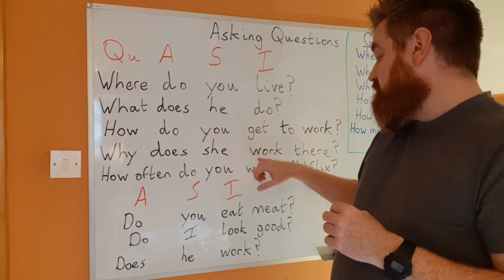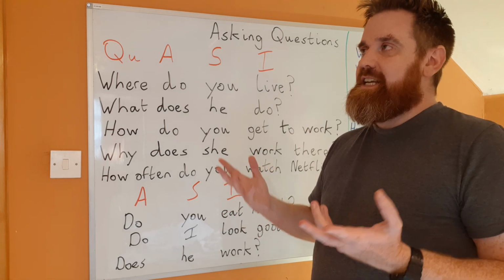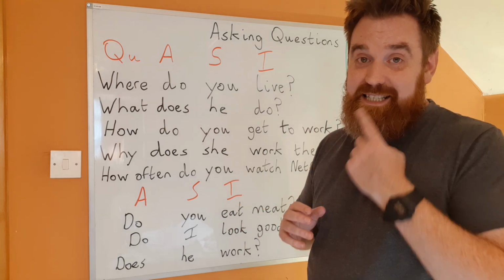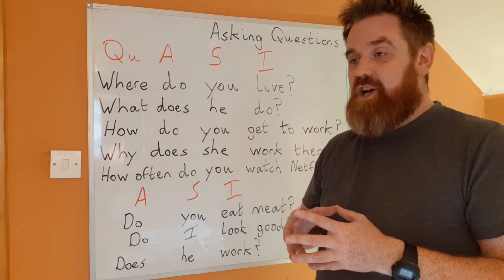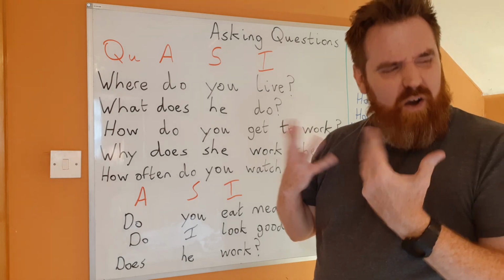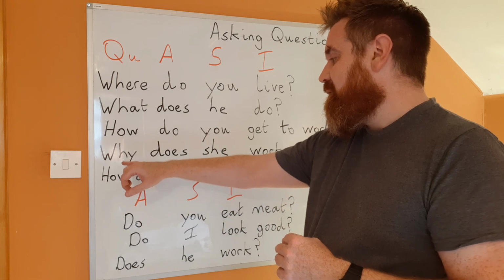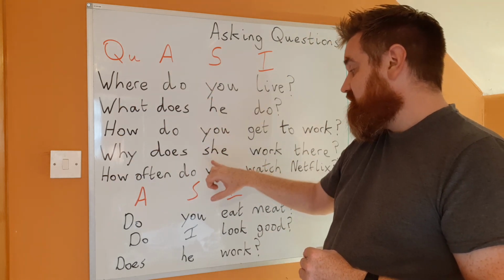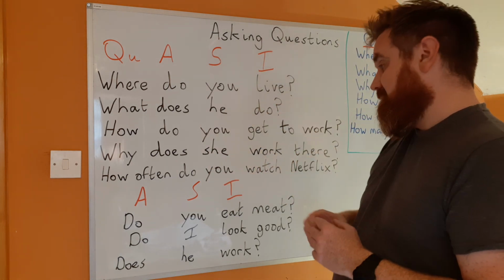Why does she work there? So you hear a friend and she doesn't like her job. She's always complaining. Complaining means saying negative things. So she's always complaining about her job. And then you say to your other friend, she's always complaining. Why does she work there? Question word, why. Auxiliary, does. Subject, she. Infinitive of the verb, work, and then there.